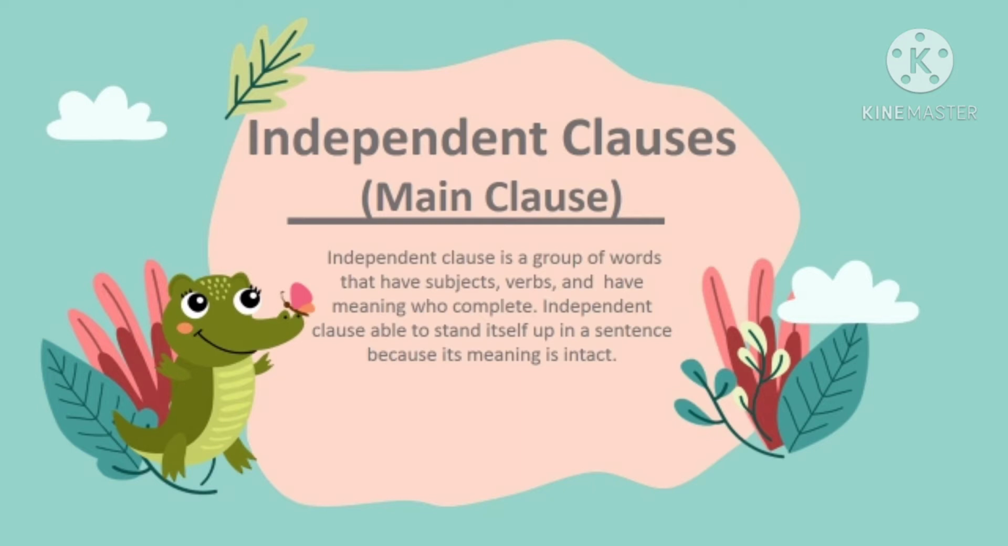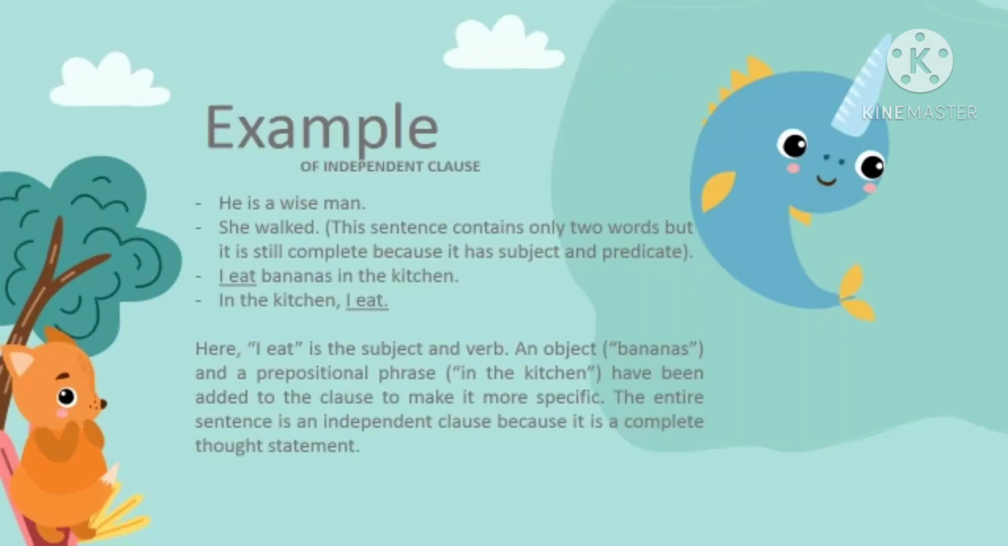Jadi, independent clause ini punya makna yang sudah lengkap begitu dalam suatu kalimat. Baik, contohnya, for example, he is a wise man. Dia adalah manusia yang bijak atau orang yang bijak. Kemudian she walked. She is the subject and walked is the predicate. Meskipun hanya terdiri dari dua kata, ini sudah menjadi kalimat yang utuh atau lengkap karena memiliki subjek dan verb.